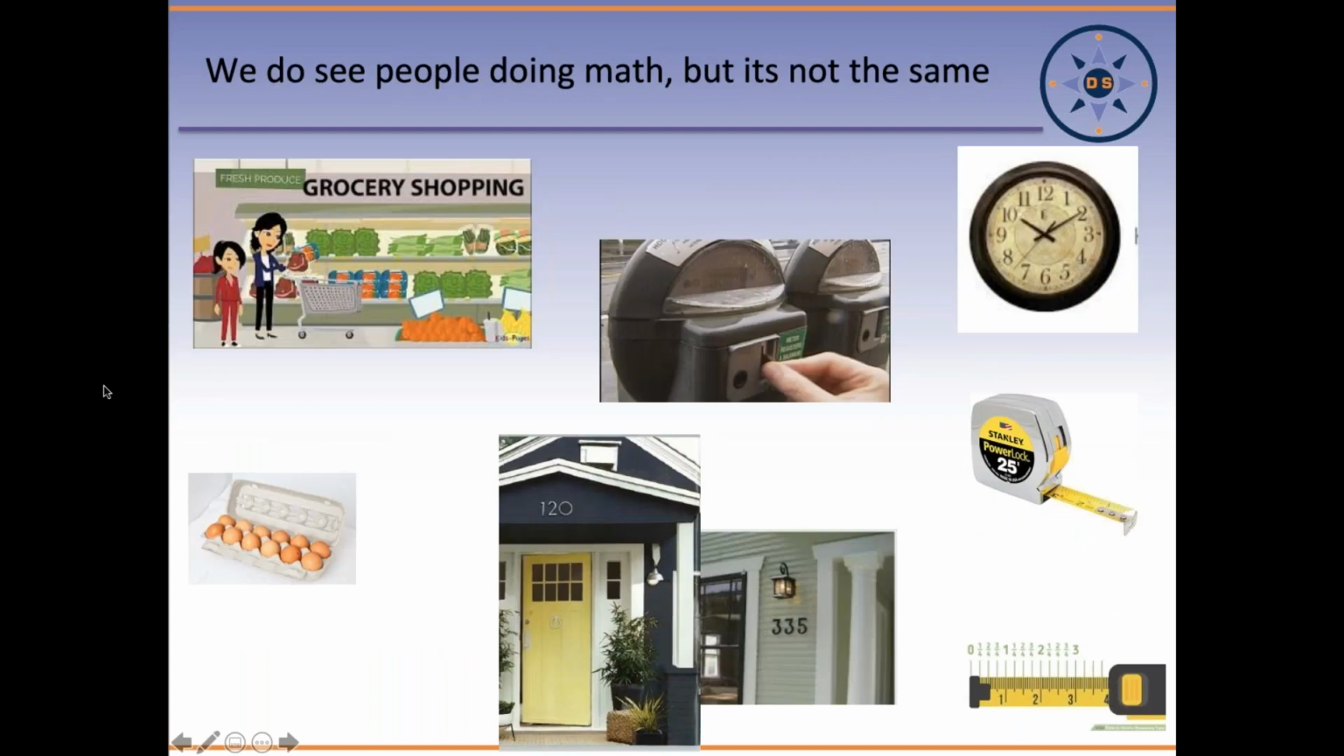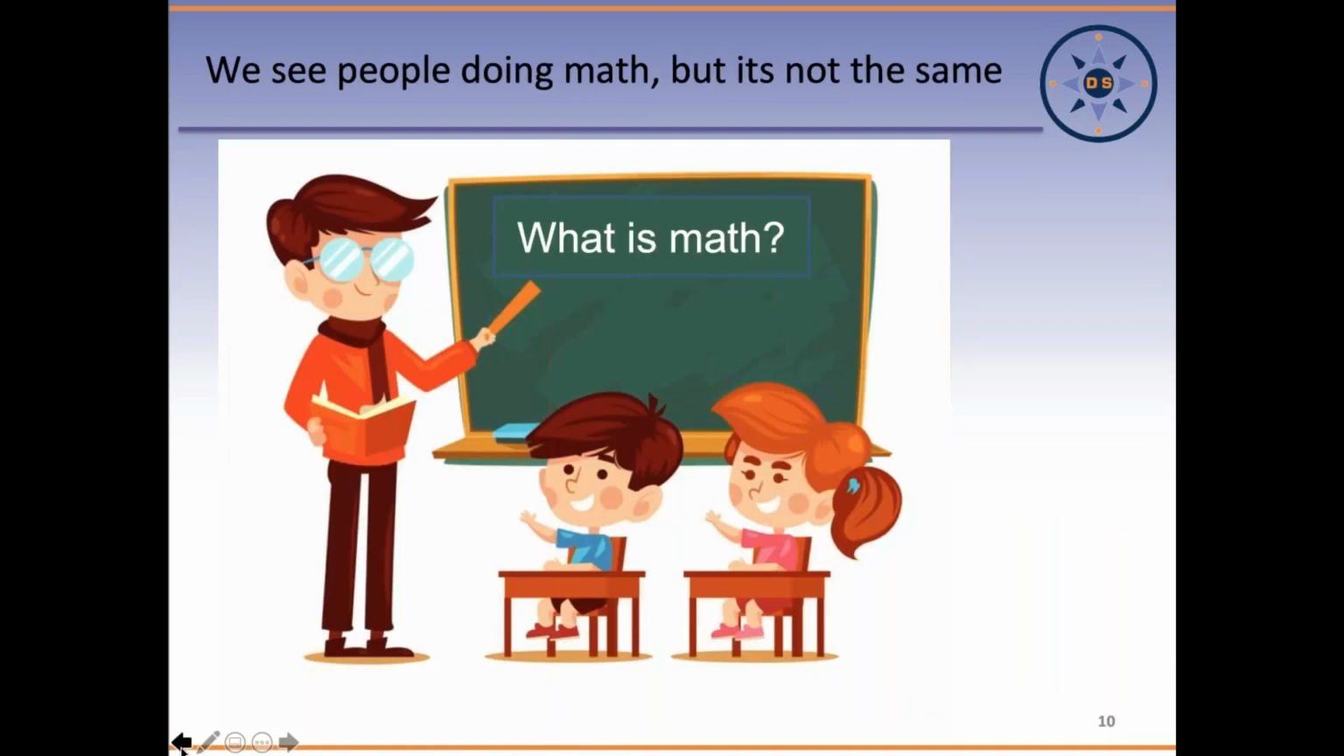And we do see people doing math, but it really isn't the same. So grocery shopping, you know, do I have enough money, or I could put some quarters in, what time is it, things like that. Oh, I want to go back to that.